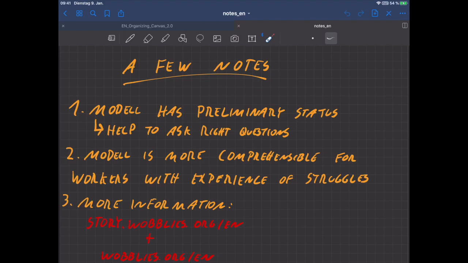Some further information you'll find on story.wobblies.org/en and wobblies.org/en. If you can't read my handwriting, that's totally fine. You hear that a lot, but you will find all the information in the notes under the video. Let's take a look and start.